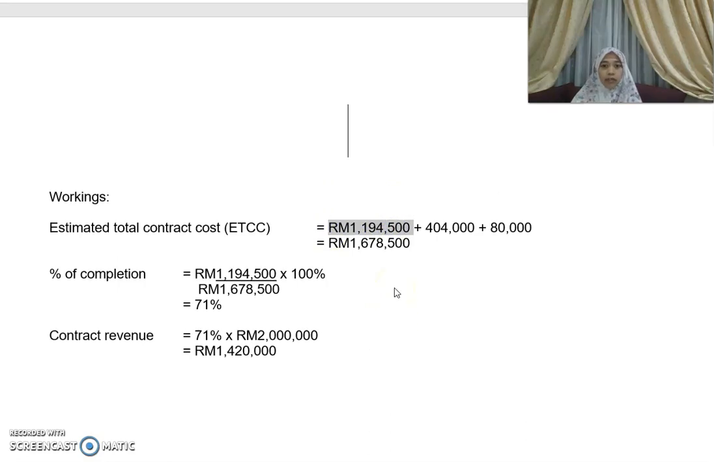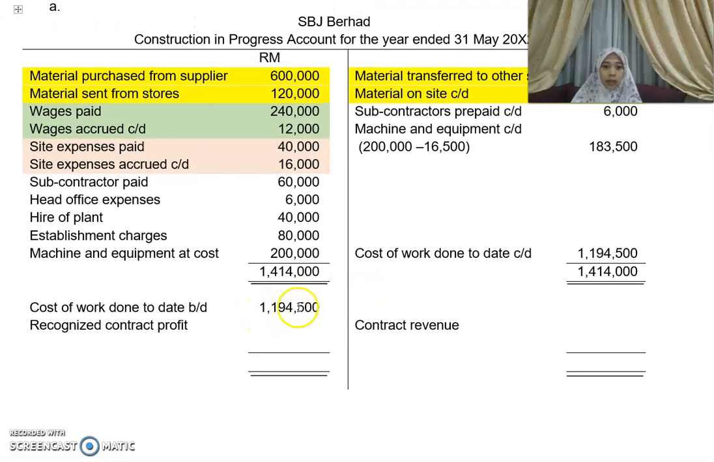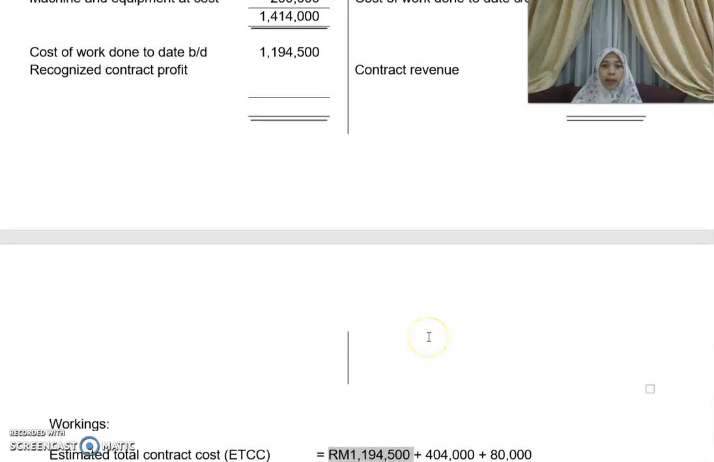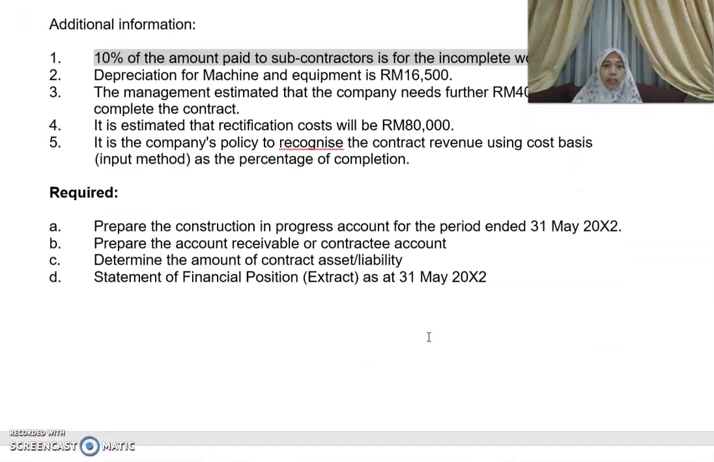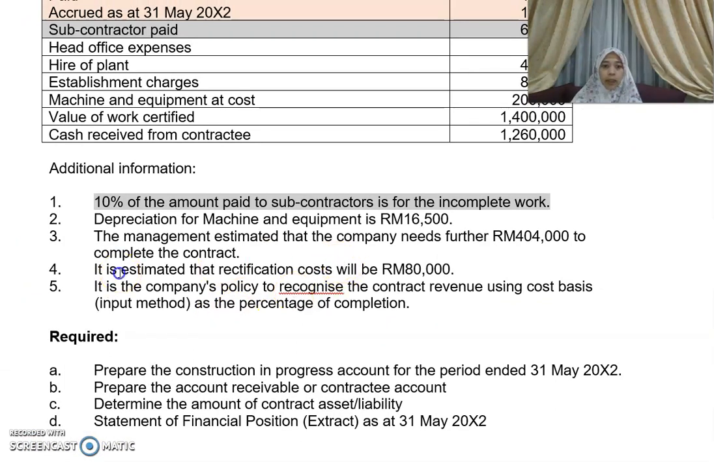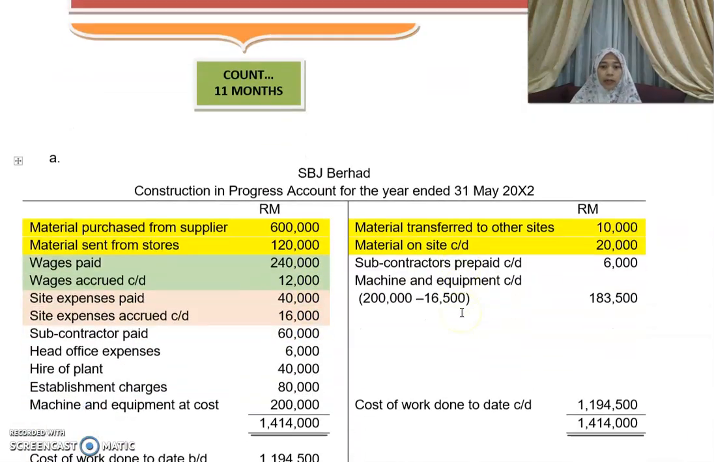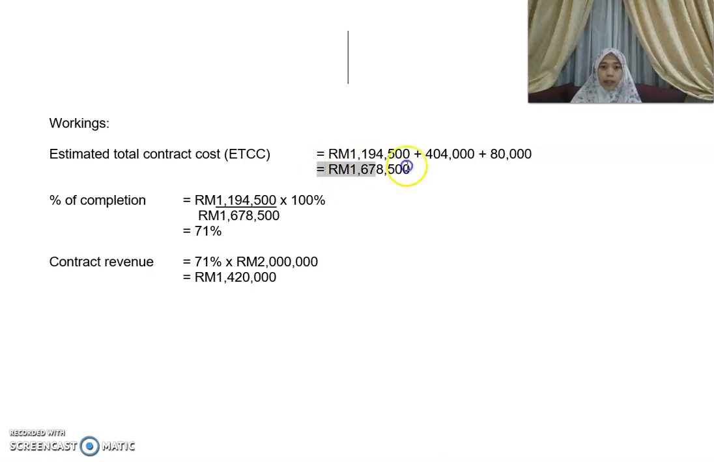The cost of work done to date is 1,194,500. Where do you get this figure from here? 1,194,500. Okay, and then plus all your future costs. All your future costs will be item number 4. It is estimated that the rectification cost will be 80,000. And then the management estimate that you need a further 404,000. So that cost of work done to date plus your 80,000 plus your 404,000 will give you 1,678,500.